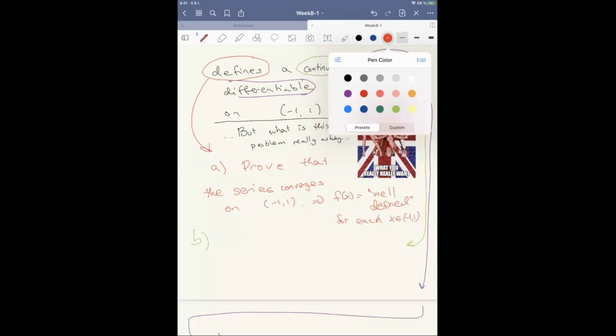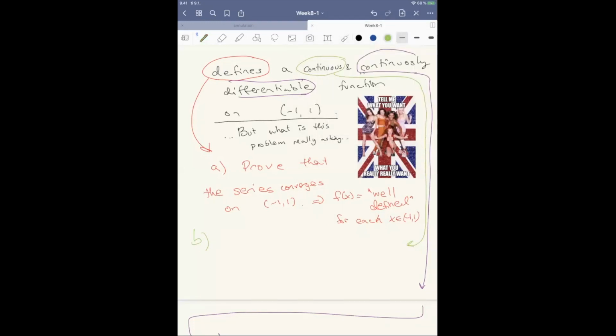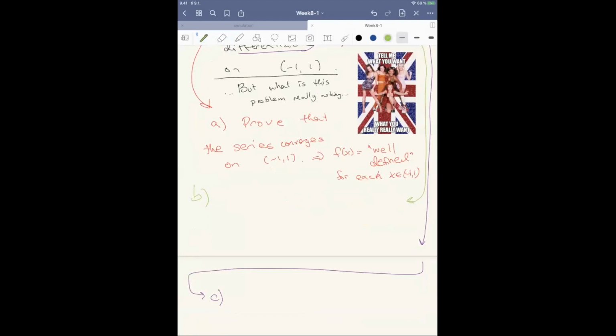Now, continuous. Well, what does it mean to show that something is continuous? Well, we'll get to this soon in detail. It really is asking you to say that F_n converges to F uniformly. The partial sums converge uniformly as n goes to infinity on some subintervals, so [-a, a] with a in (-1, 1).